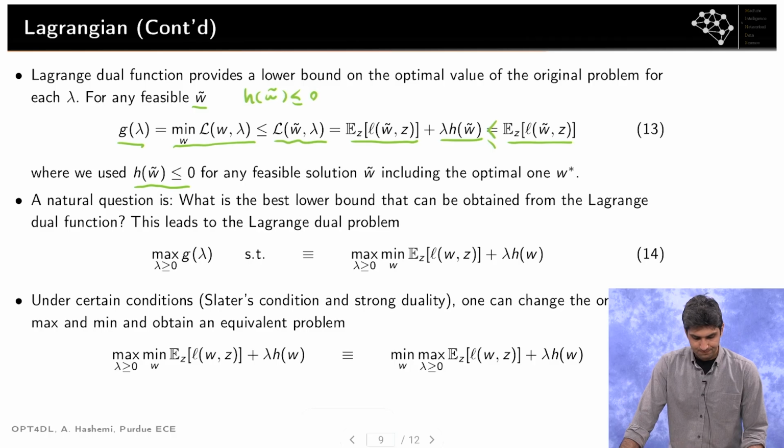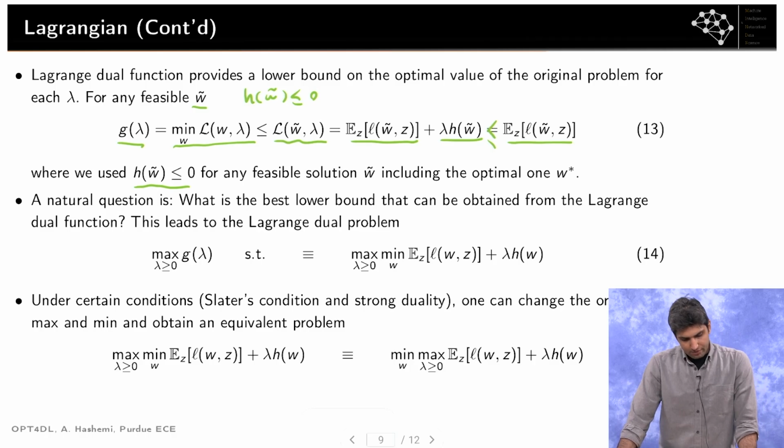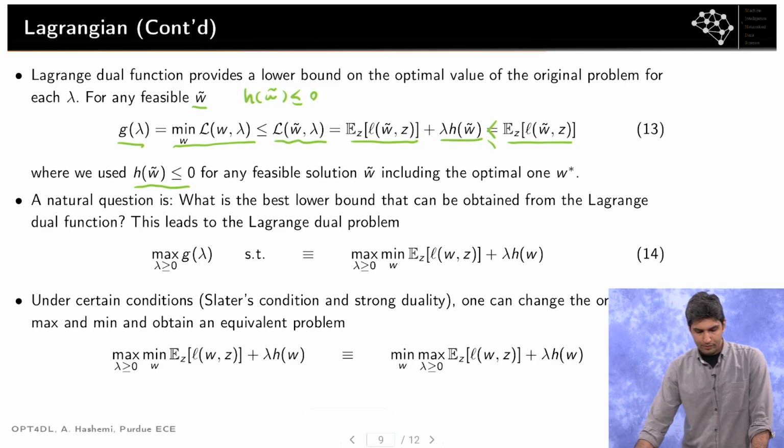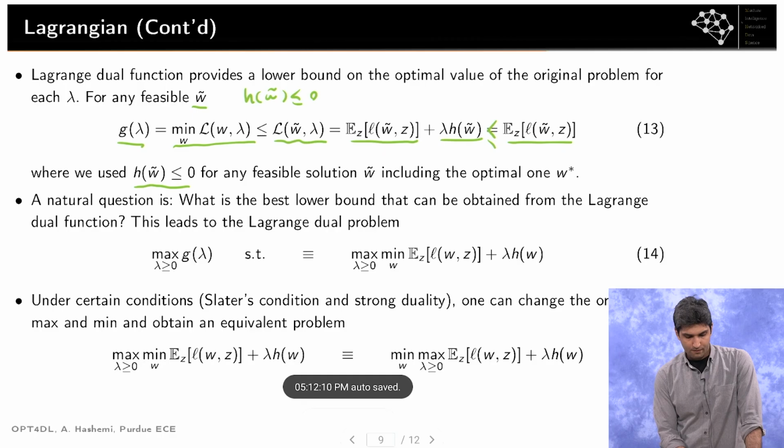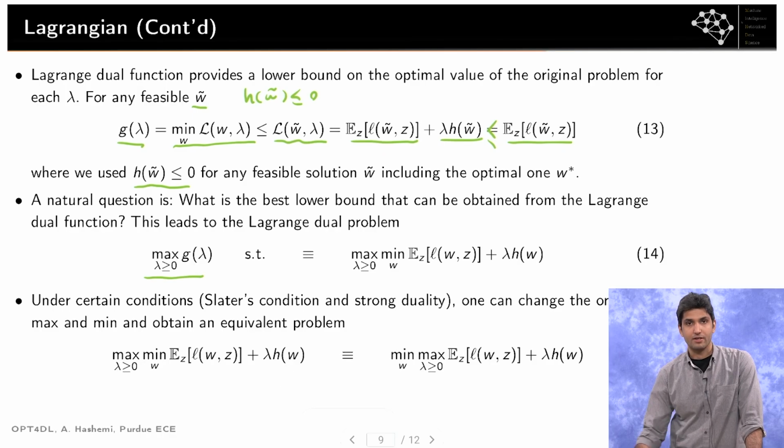constrained learning problem. Okay. Now, given that we have this lower bound for any value of lambda, a natural question is what's the best lower bound? Okay. What's the tightest lower bound? Well, we have a lower bound for any value of lambda. So to get the tightest one, we want to maximize the lower bound over lambda. And this simple idea leads to what we call the Lagrange dual problem, where you basically want to maximize the Lagrange dual function, where the maximization is with respect to lambda.